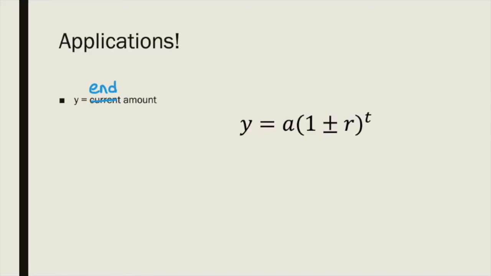That's how much you're going to get out, your end amount. A is your initial amount, or the amount you put in the bank at the very beginning, or the amount you start with before it grows. If it's positive, it's growth, which we're going to do today. Actually, we'll do some decay today also on these ones. Negative is the decay.